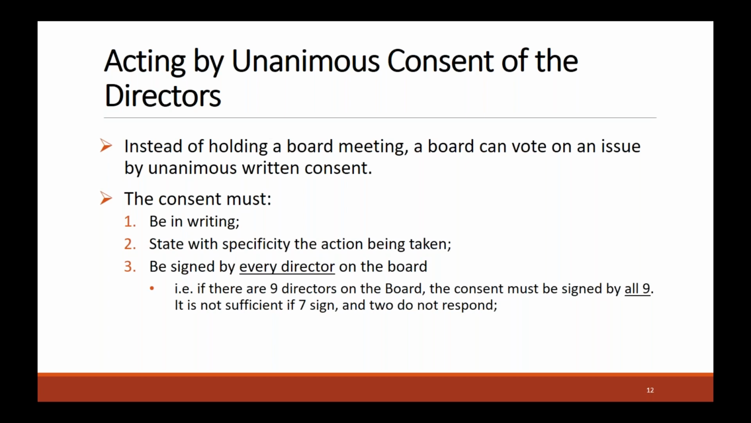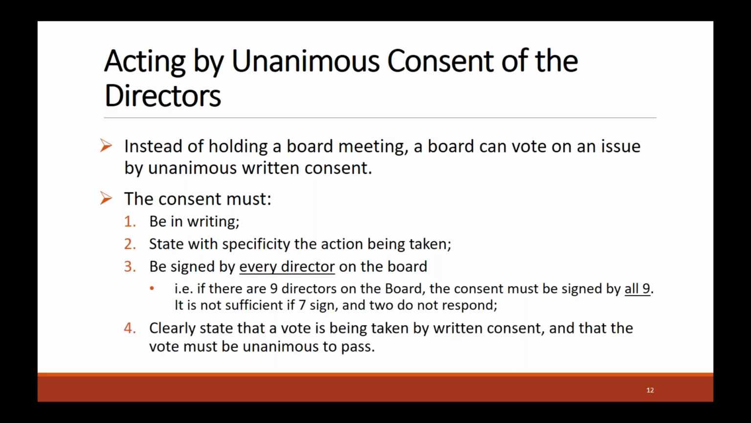It's not sufficient if 7 sign and 2 just don't respond. Unanimous means unanimous by everyone. And finally, it should clearly state that a vote is being taken by written consent and that the vote must be unanimous to pass. The idea here is that people need to have notice about what they're getting into.